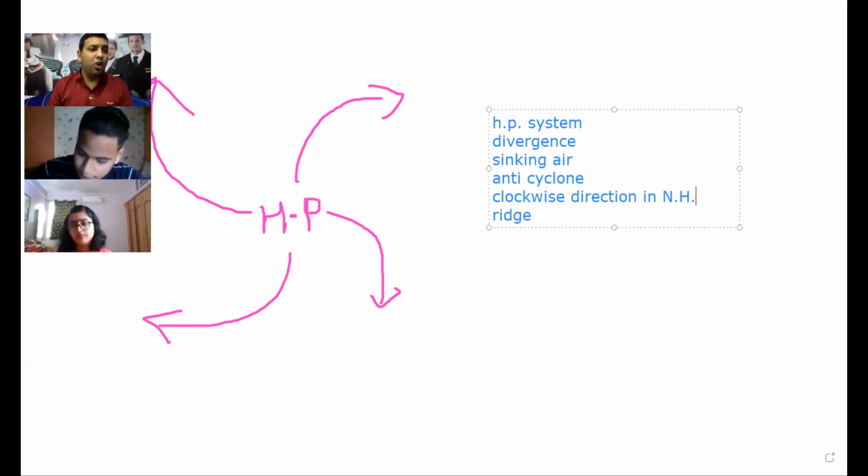Now next is the low pressure system. Should I clear this drawing? Have you already drawn this? Mehul, have you drawn this? Yes, sir. Draw it somewhere in your copy or in your book itself, because copies get misplaced, so you can also draw it in your book somewhere.